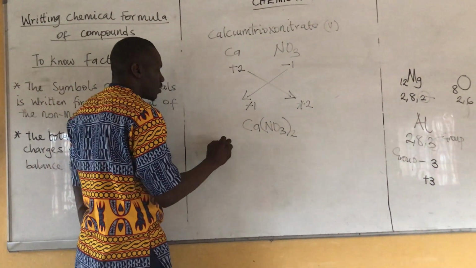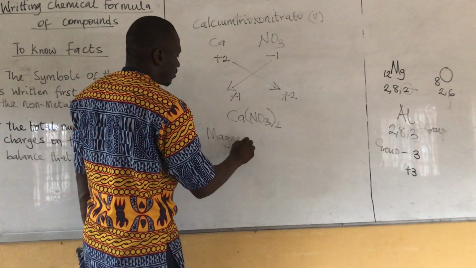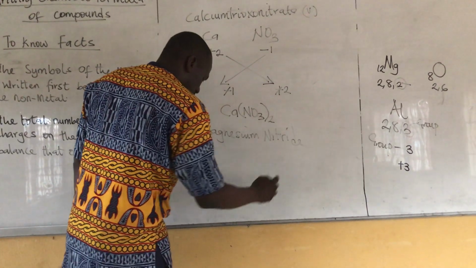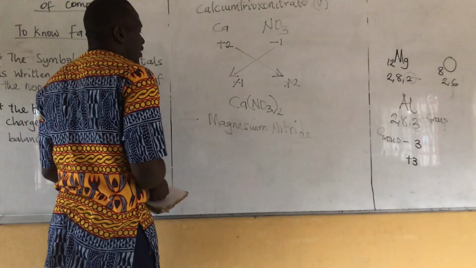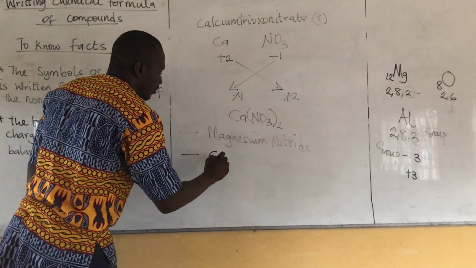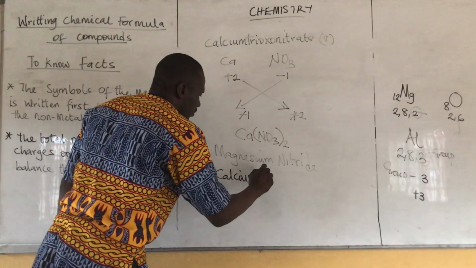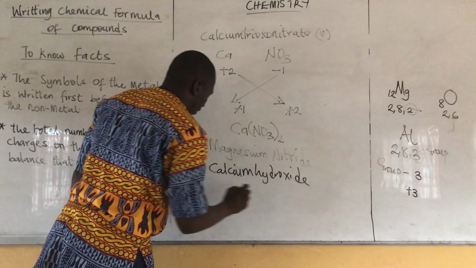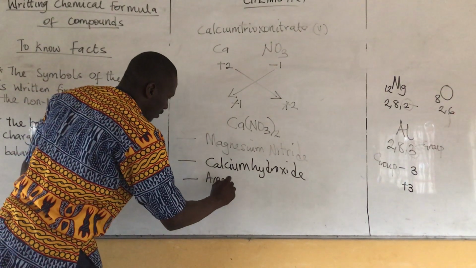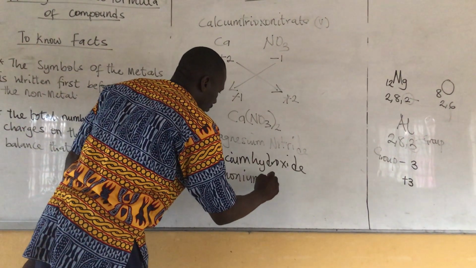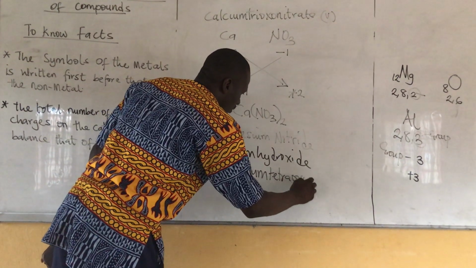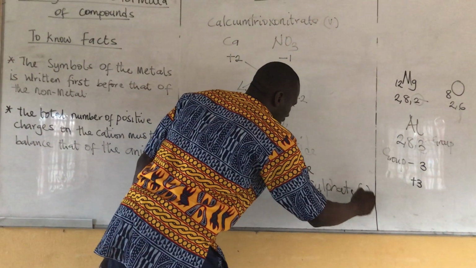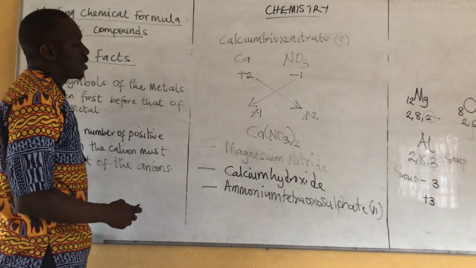You can also work on many others like magnesium nitride, calcium hydroxide, ammonium tetraoxosulfate 6. I will be waiting for your answers in the comment section.